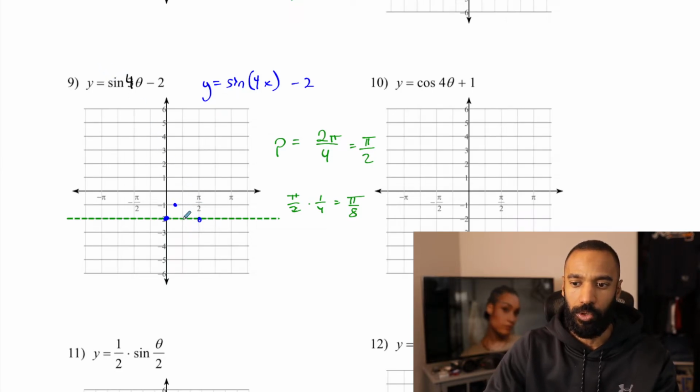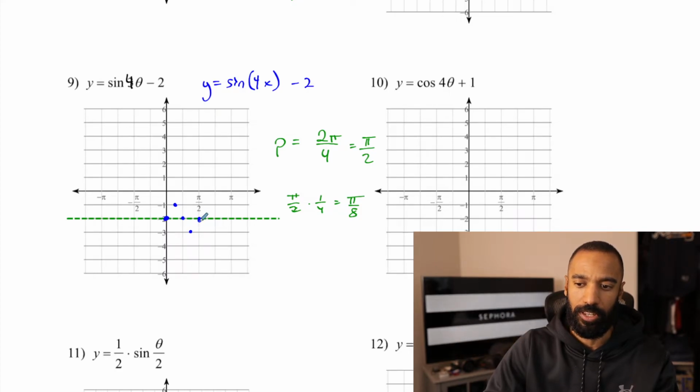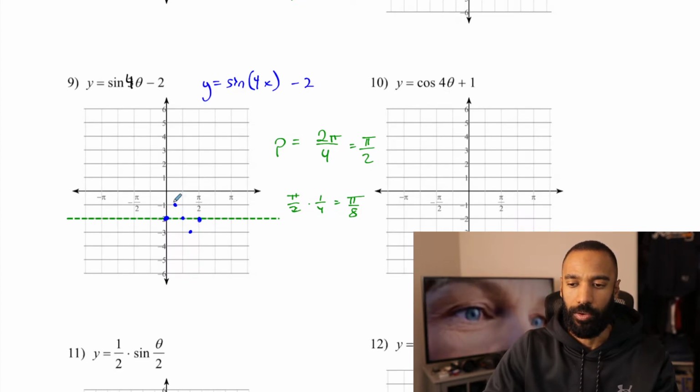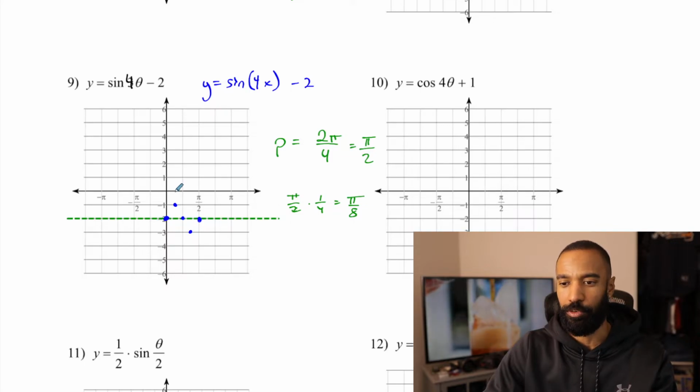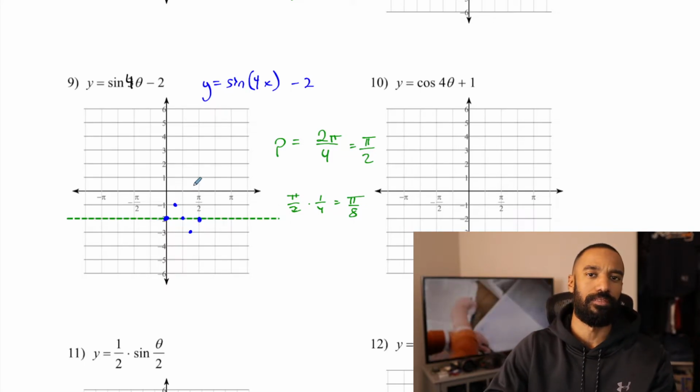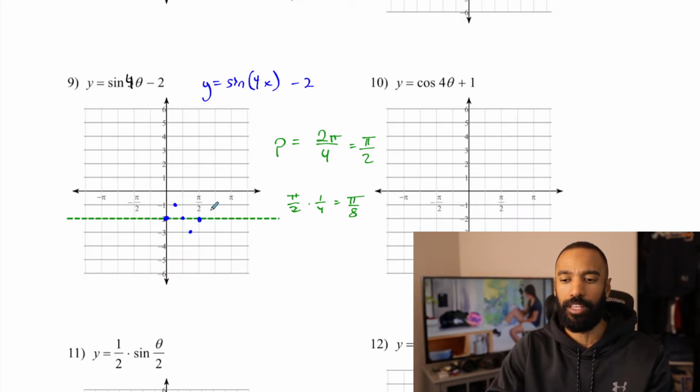Notice your amplitude is still 1. And then it hits midline, and then it hits trough, and then it hits midline again. Right? So it goes boom, boom, boom. This is pi over 8. Right? This is pi over 2. Half of pi over 2 is pi over 4. Half of pi over 4 is pi over 8. Sure, it's in between. Okay, that's fine. I'm going to live within in between.